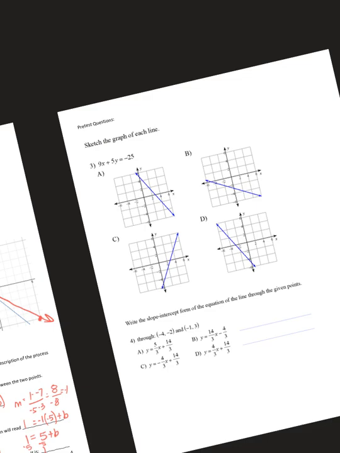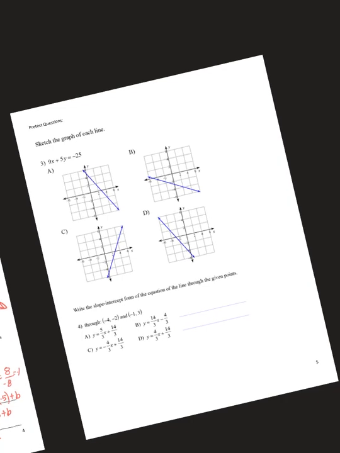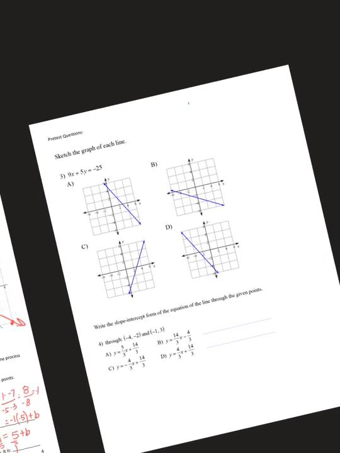So in number 3, it asks to sketch the graph of each line. So if 9x plus 5y equals negative 25, this is in standard form. We can convert it to slope-intercept form like I did in the earlier example, but what I'm actually going to do is go ahead and find the intercepts.